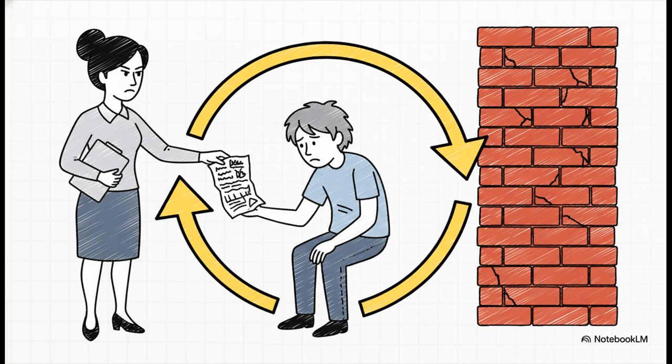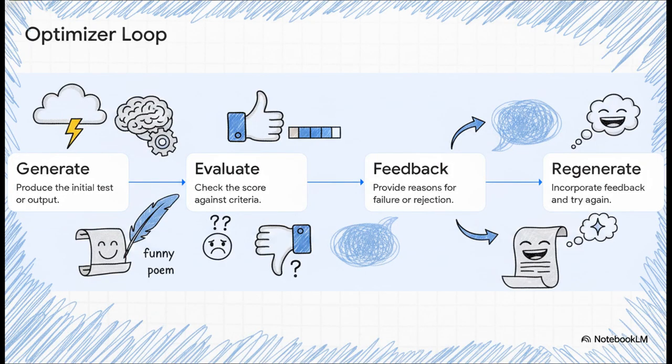If it still fails after 25 tries, we pull the plug. But this self-correction loop is exactly how the evaluator optimizer pattern works. To put this into code, imagine we ask a generator AI to write a witty poem about Python programming.